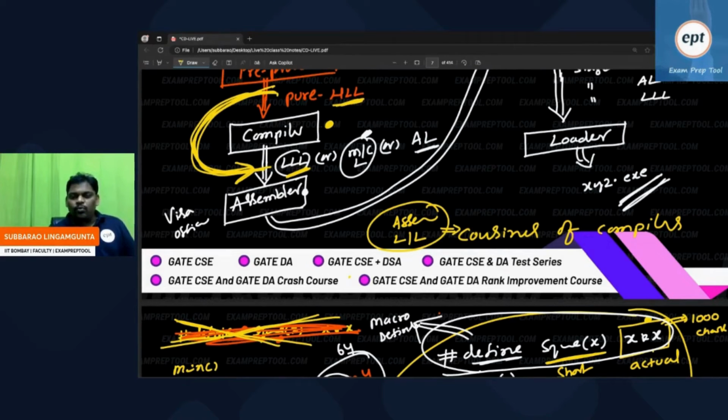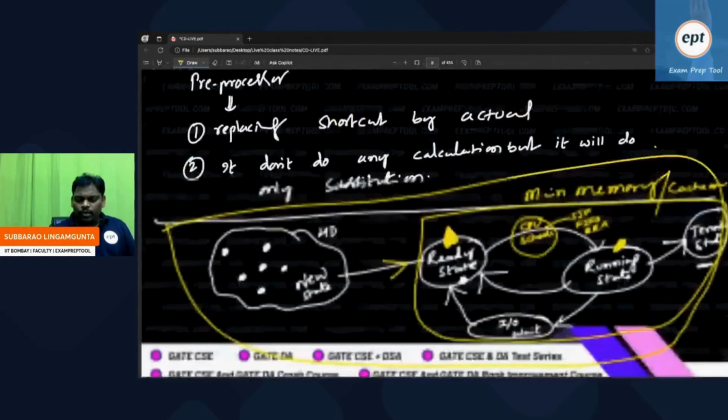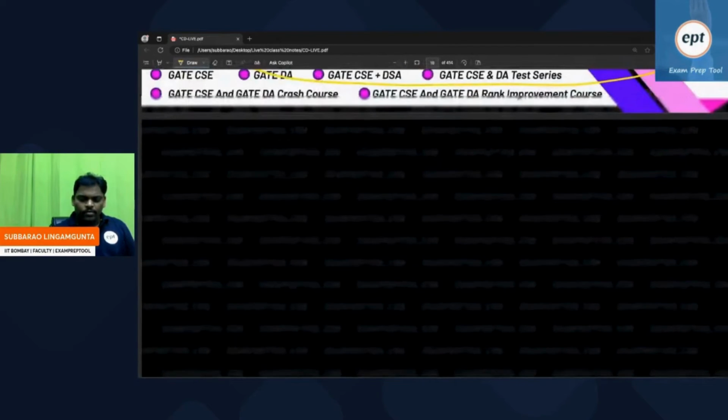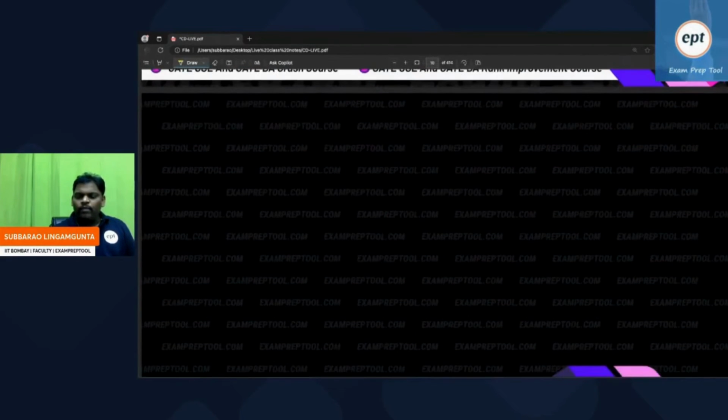Thank you so much. Just write this line also: in the language processing, after compilation, whoever helping, assembler, linker, loader, those are known as cousins of the compiler. It is better to write it one time. Perfect. In my opinion, everyone got everything.